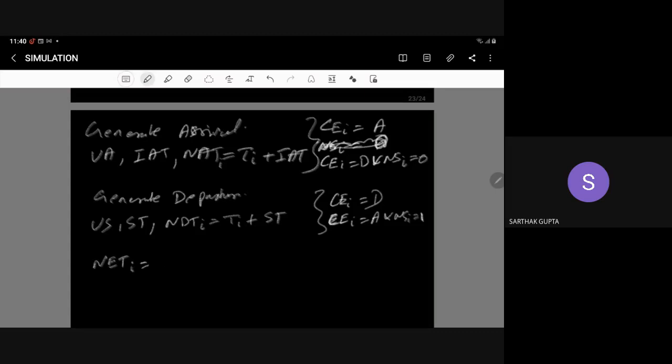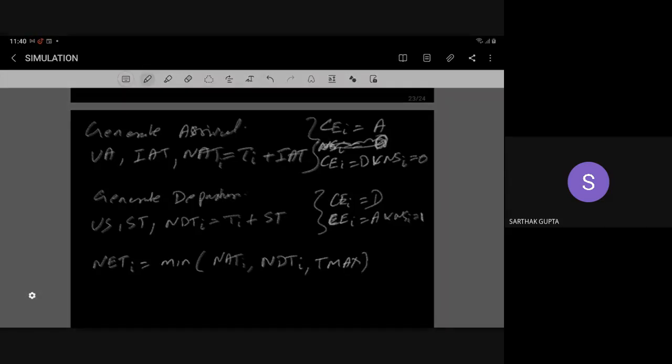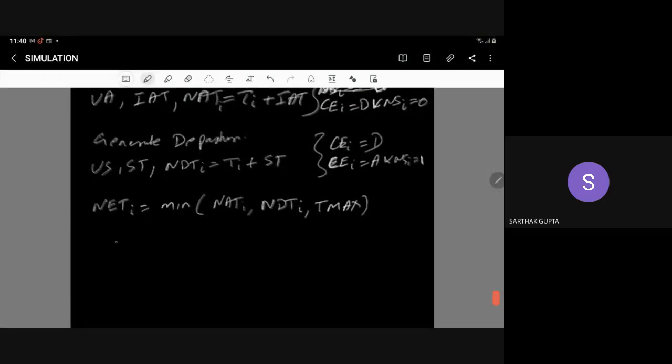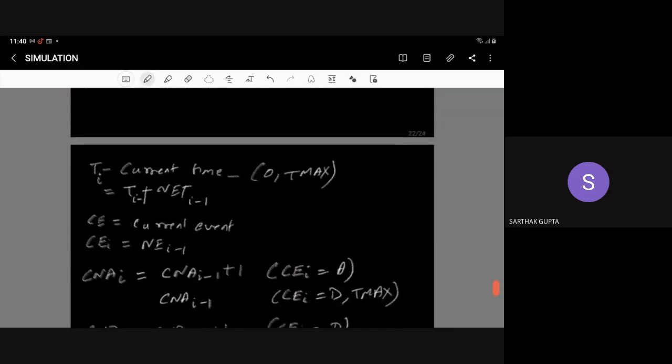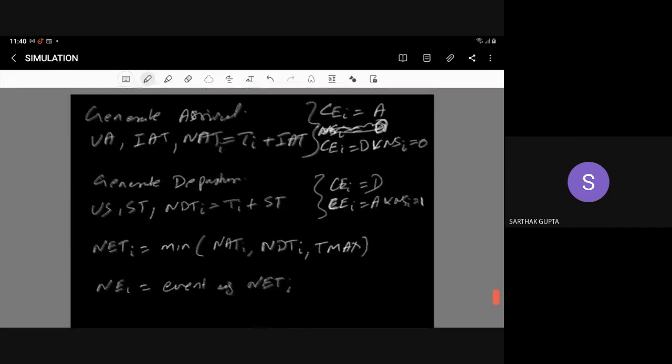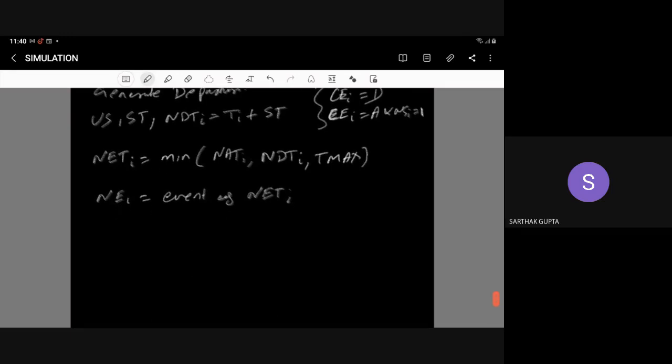So what is the NET? It is the minimum of NAT, NDT and Tmax. And what is the next event? Next event is nothing. It is the event of NET. Whatever the next event time, at that time, whatever event we have defined, we write the NE like that. So this is the algorithm for the queuing system.